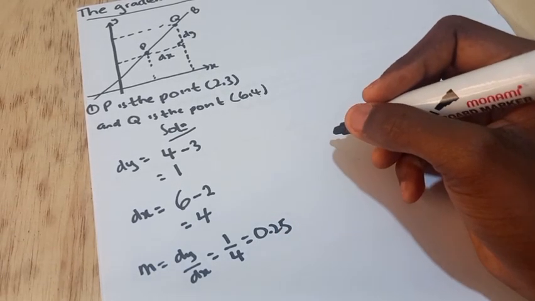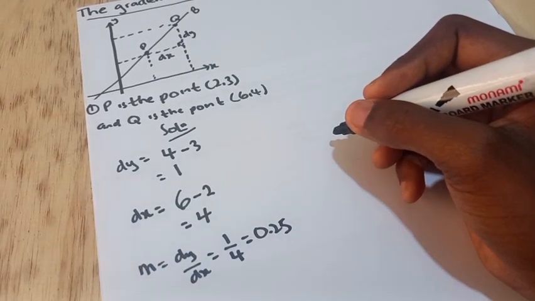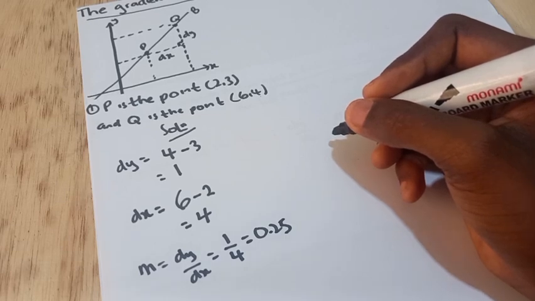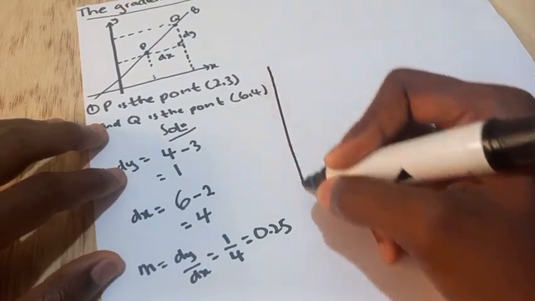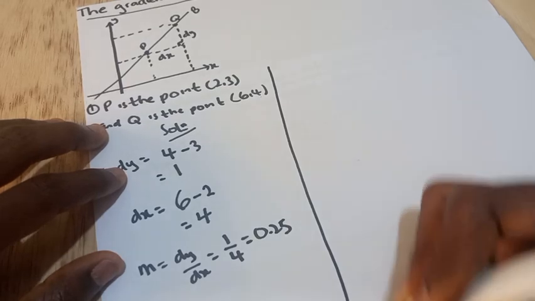So this is the answer for this question. You must know that the sloping line rises vertically from left to right by 0.25 units for every 1 unit horizontally. So let's try solving more examples to further our understanding.